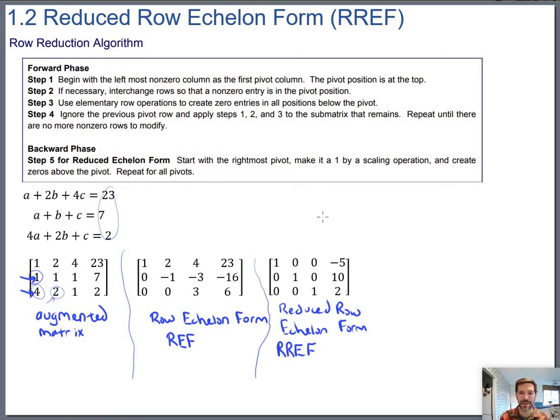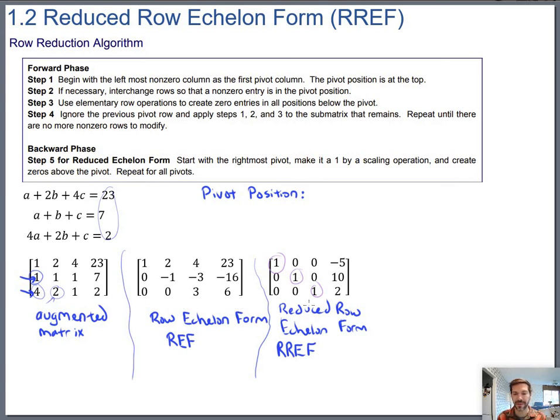So I want to point out this idea of a pivot position. Pivot positions are the positions that have ones in the RREF. So I don't like yellow. Let's go. So there'll be there, there, and there. Those are the ones in the RREF form.